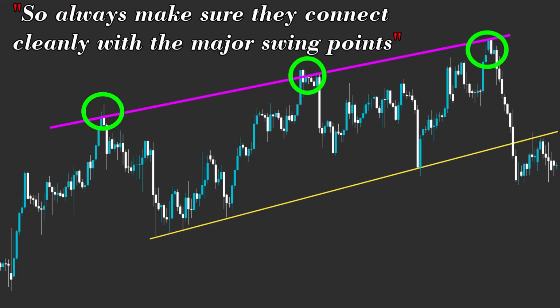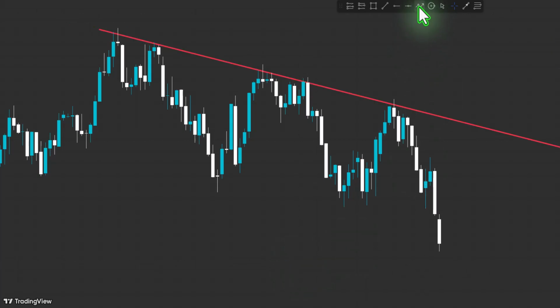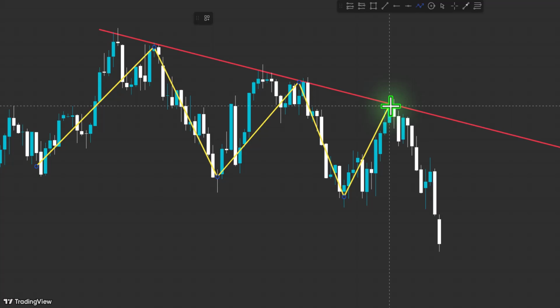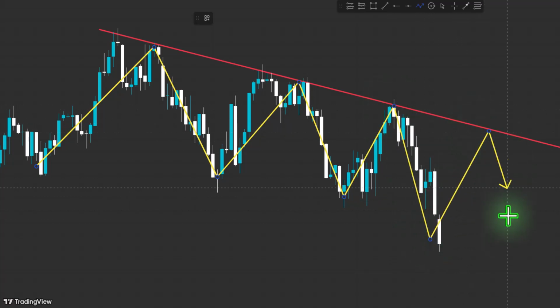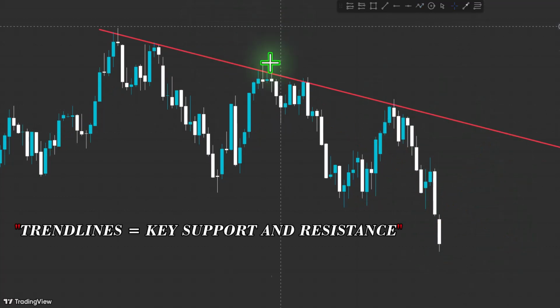All right, now that you know how to draw trend lines the right way, it's time to reveal the high probability strategy I personally use. Now, let's say you've drawn a trend line on your chart. You've noticed that every time price touches it, it bounces. So naturally, in the future, we might expect another bounce because we treat trend lines as key levels, just like support and resistance. But here's where most traders go wrong.